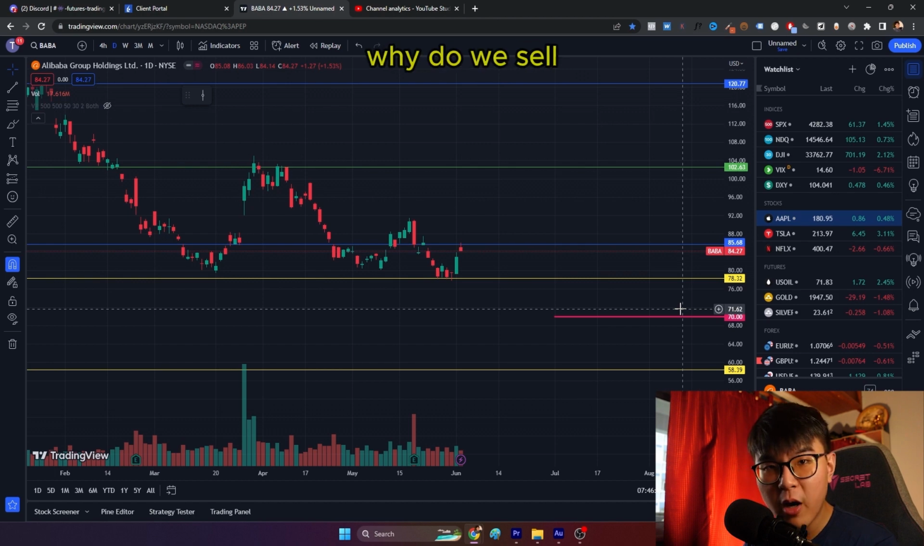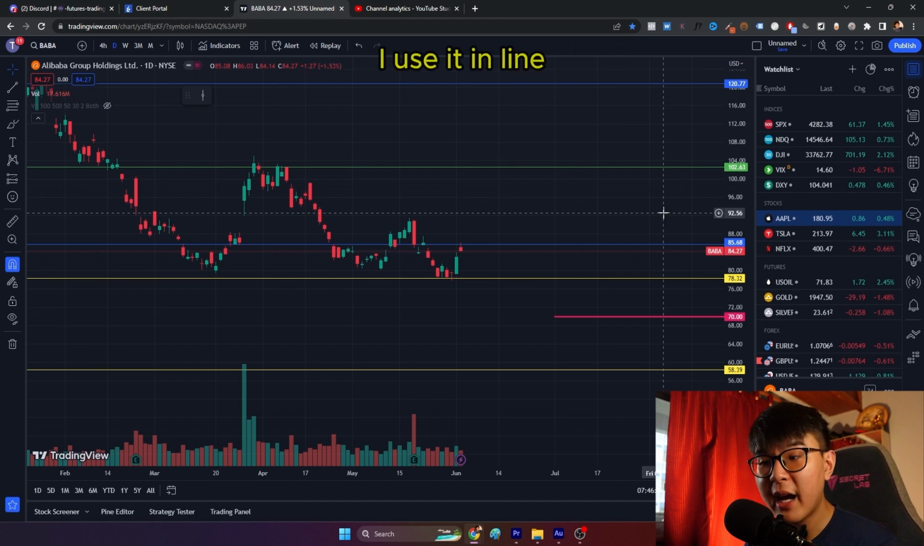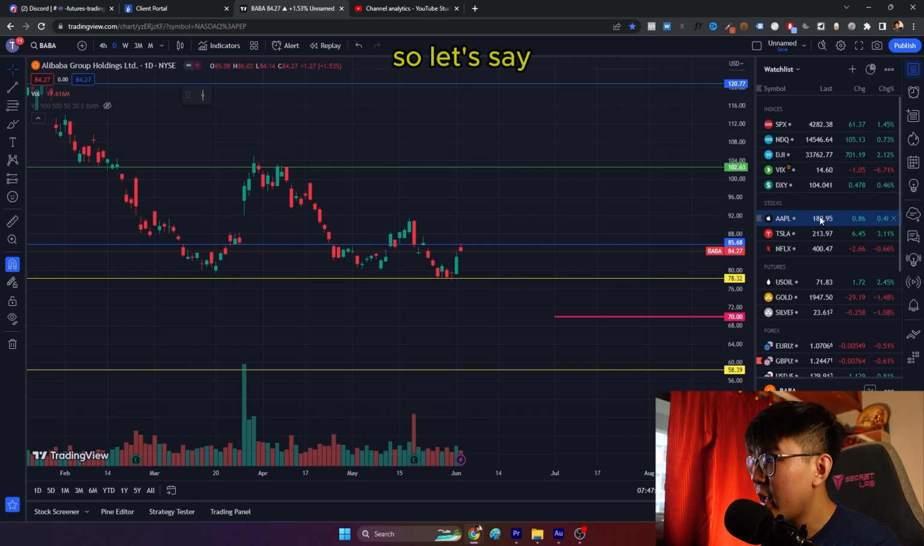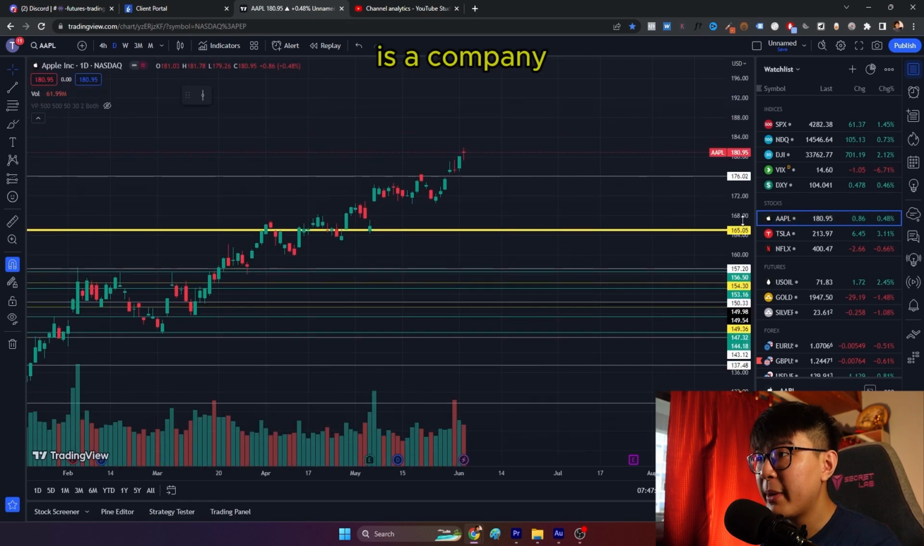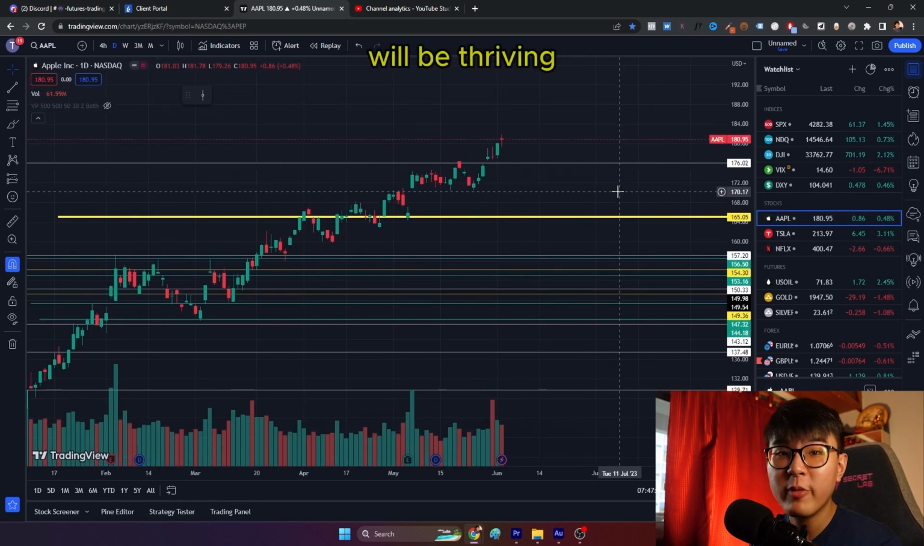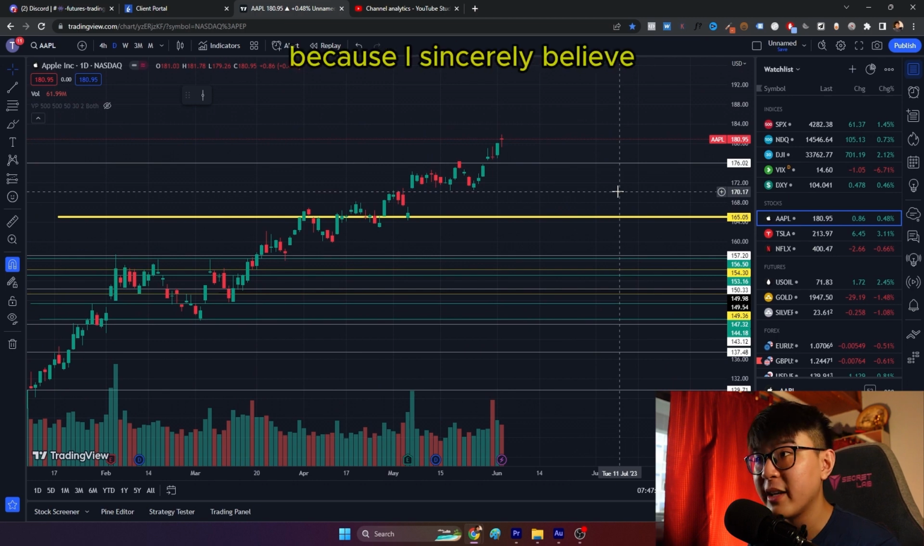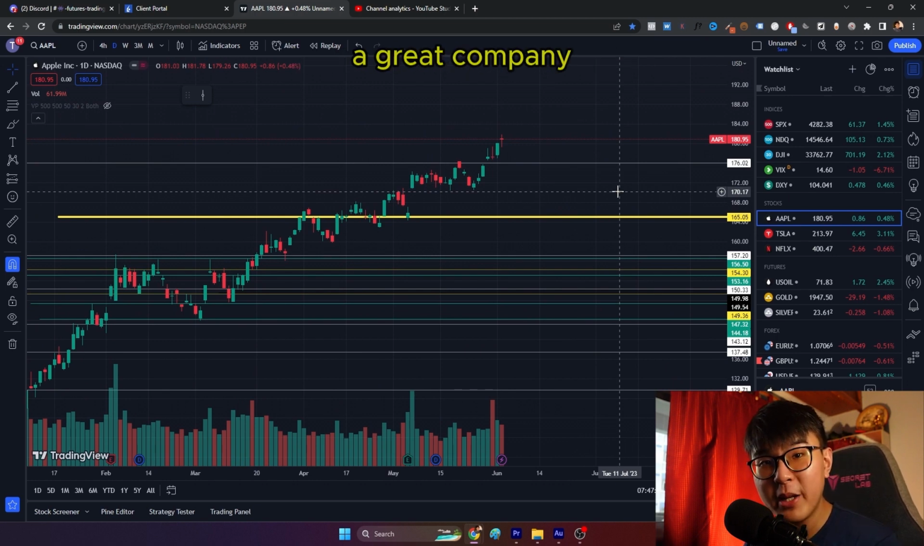So why do we sell cash secured put options? I use it in line with my long-term portfolio strategy. So let's say for stocks like Apple. Apple is a company I inherently believe will be thriving in the next 5 to 7 to 10 years because I sincerely believe that Apple is a great company with great products.